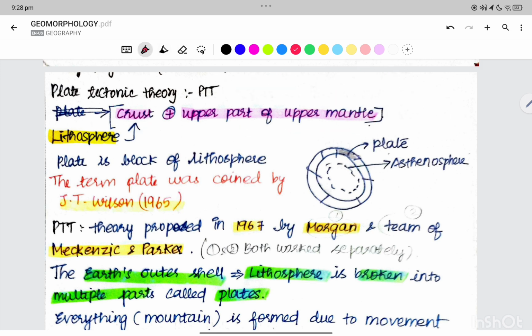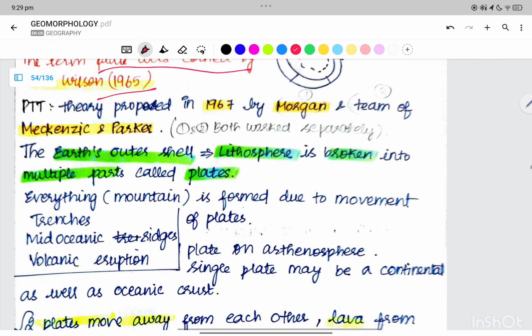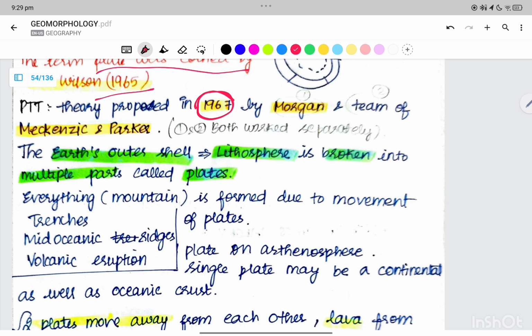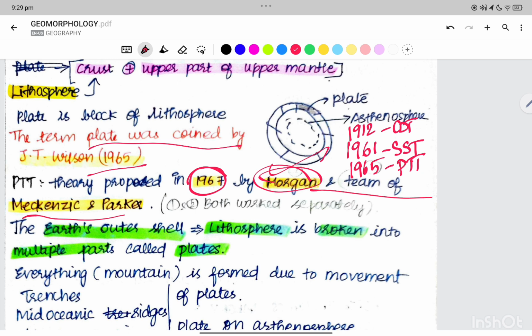The plate is a block of the lithosphere. The term plate was coined by J.T. Wilson in 1965. The plate tectonic theory was proposed in 1967. So 1912 is the continental drift theory, 1961 is the sea floor spreading theory, and in 1967 we have the plate tectonic theory, which was proposed by Morgan separately, and by the team of McKenzie and Parker.